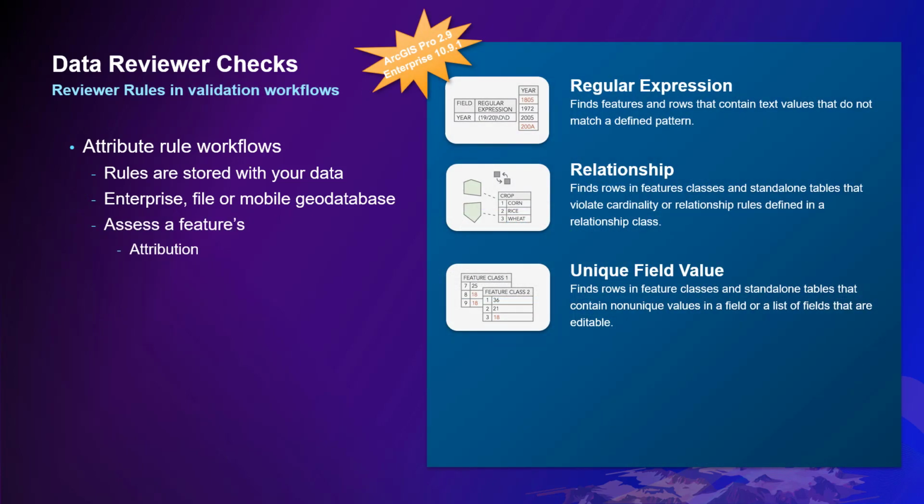In the latest release, there are 13 new checks available for use in attribute rule workflows. Some of these checks enable you to assess a feature's attribution in different ways. These include checks which identify values that are not unique or text that doesn't match a predefined pattern, as well as cardinality and relationship rule violations in data sources participating in relationship classes.